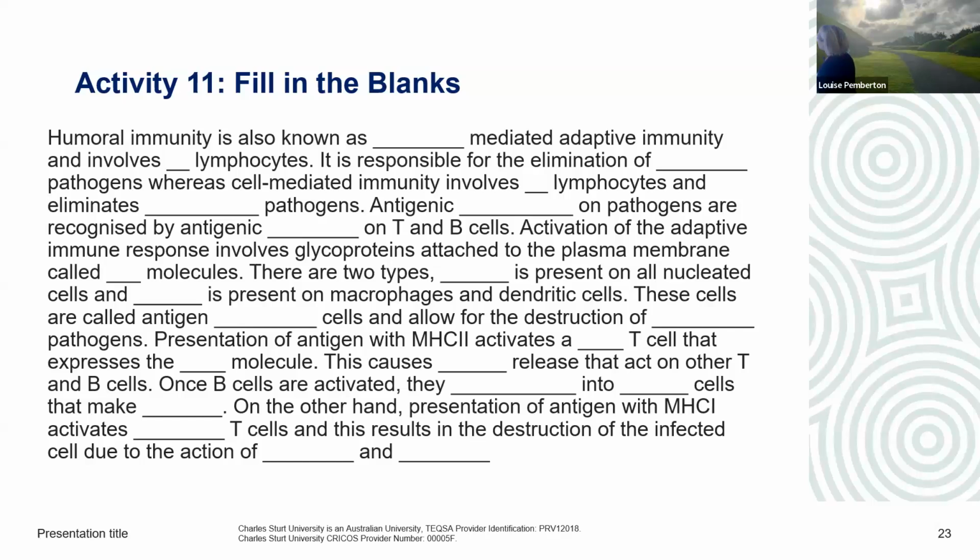Okay, now the next sentence is just looking for your understanding of the terminology. Antigenic something on pathogens are recognized by antigenic something on T and B cells.